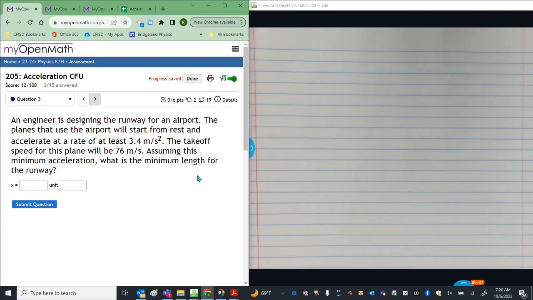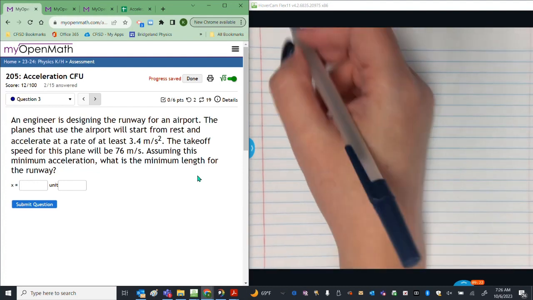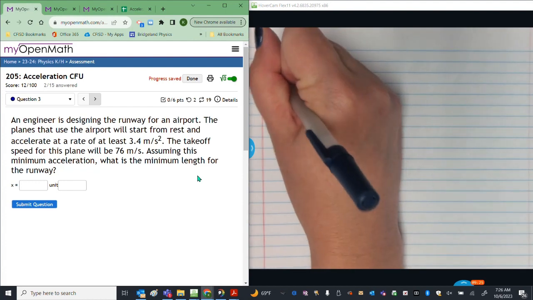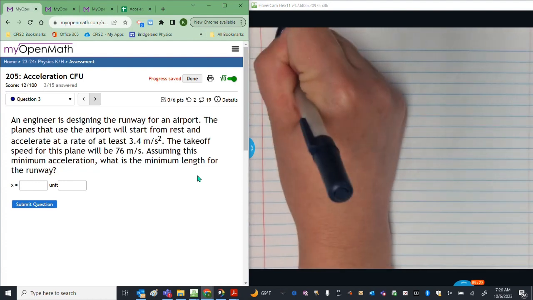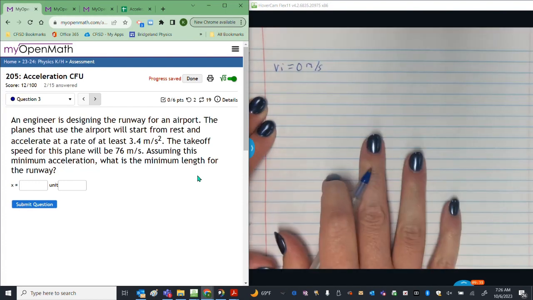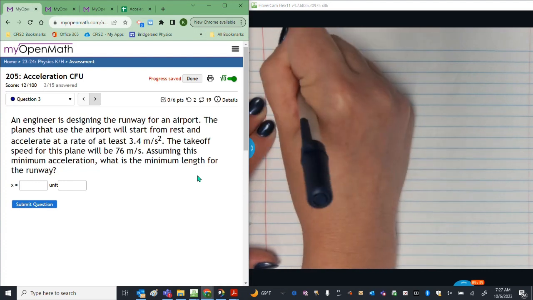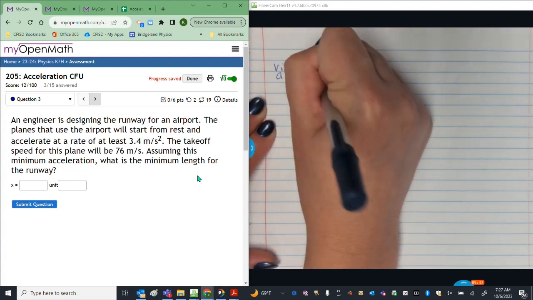It says, an engineer is designing the runway for an airport. The planes that use the airport will start from rest and accelerate at a rate of at least 3.4 meters per second squared. Okay, so they've already given me a couple pieces of information. They told me that they're going to start from rest. That means my initial velocity is going to be 0. They also told me that they have to accelerate at a rate of at least 3.4 meters per second squared.